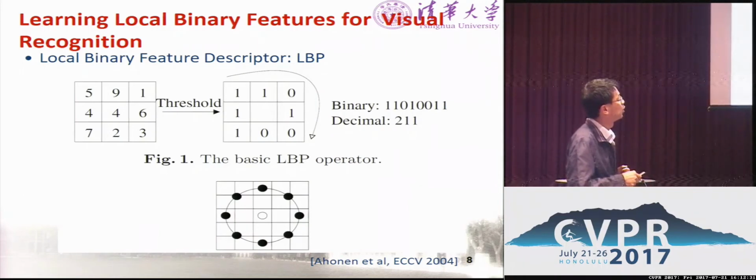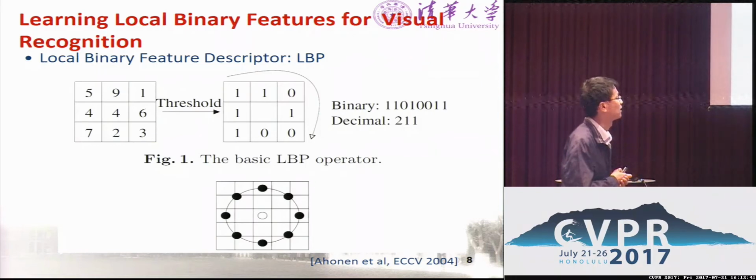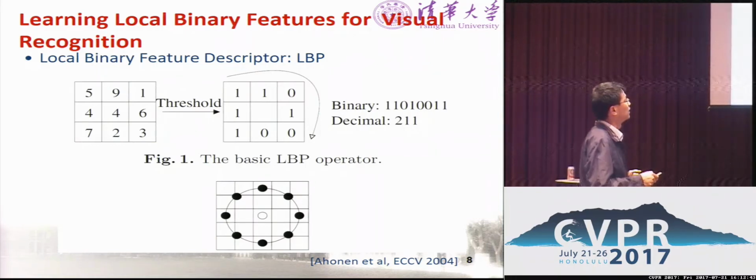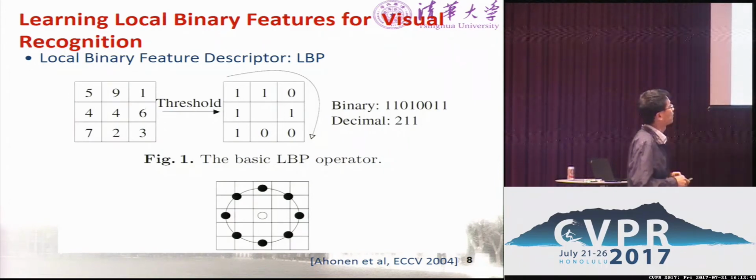Then we can decode this binary stream into a number. In this paper, it was used to convert this binary stream into a discrete number. To say, we encode this as this. So this is the basic idea of the LBP feature, especially the local part extraction.